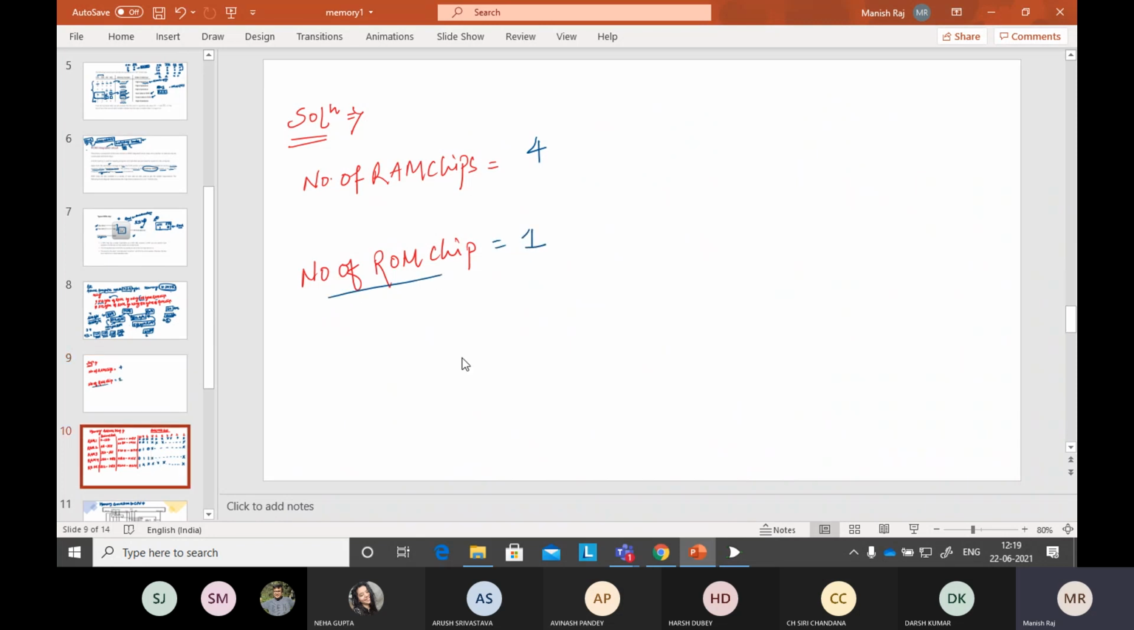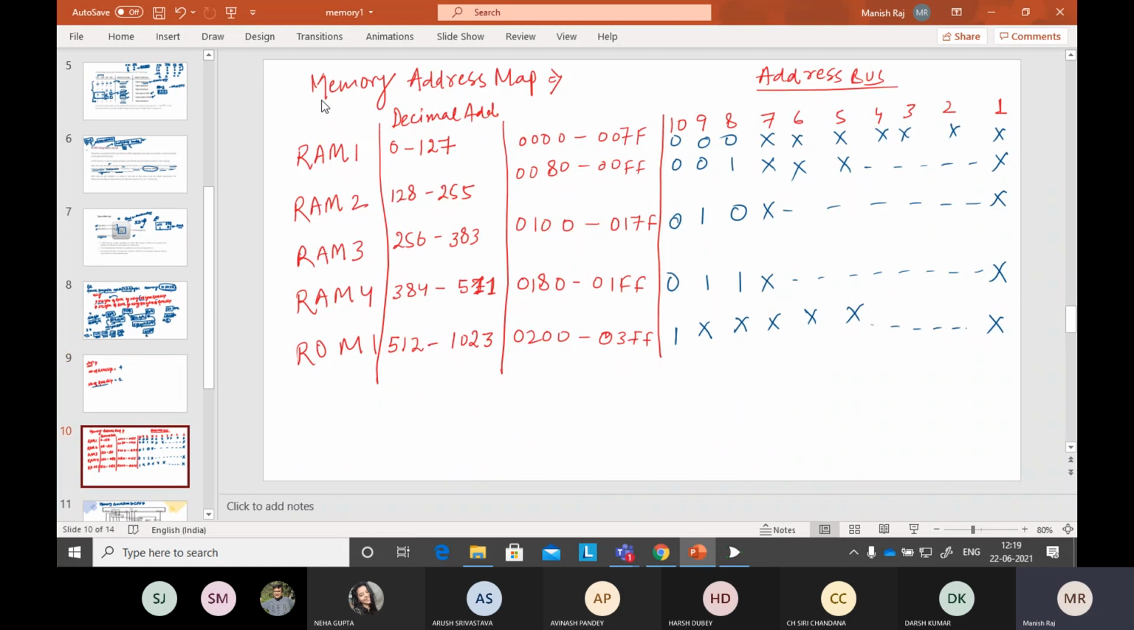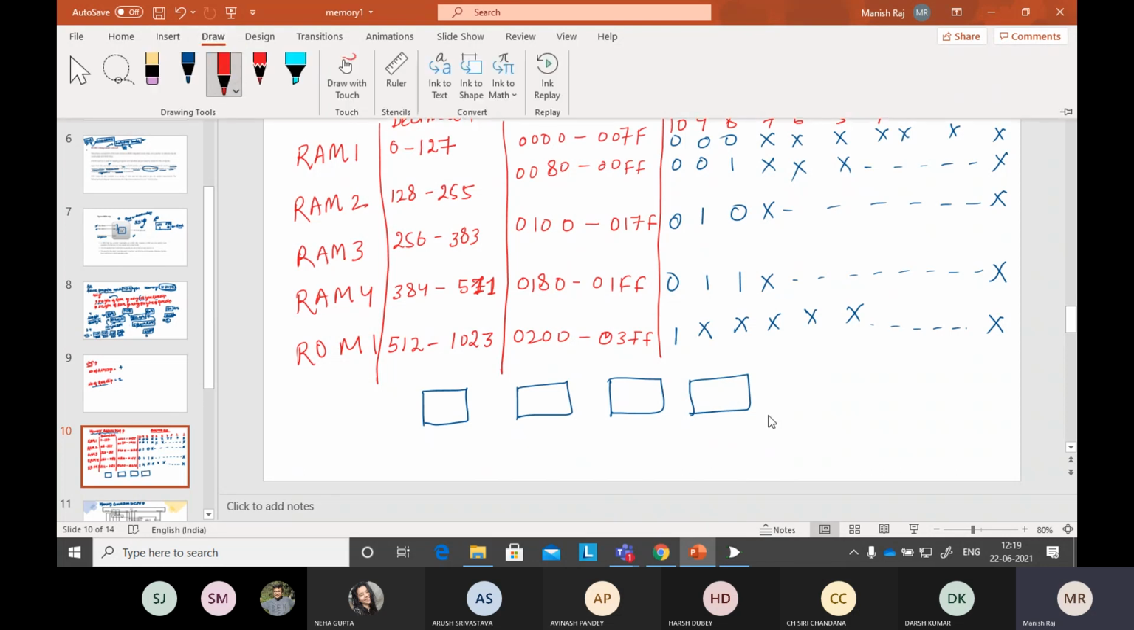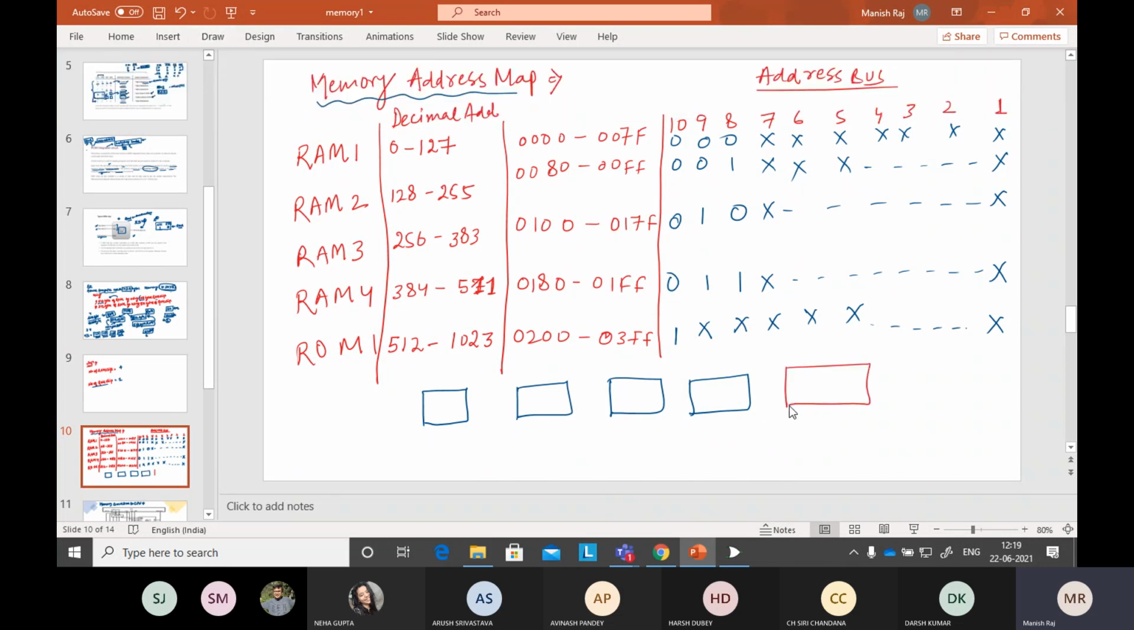Okay. Now I am making the memory address map. Now I am telling you that you need the 4 RAM, that is RAM 1, RAM 2, RAM 3 and RAM 4. And let me change the color for the ROM. Okay, this is RAM 1. This is RAM 2, 3, 4. This is your ROM 1.